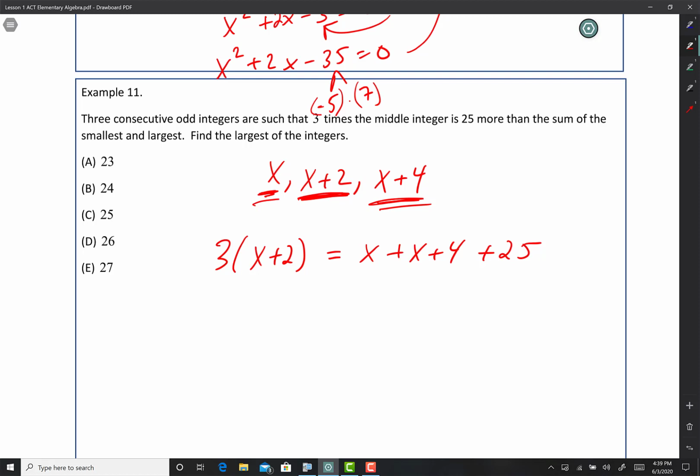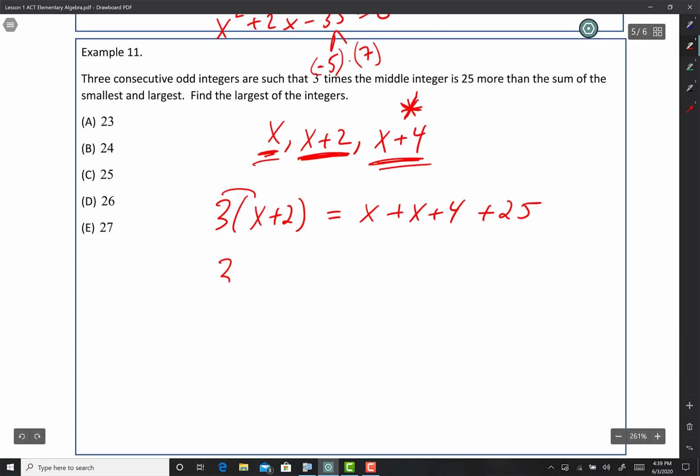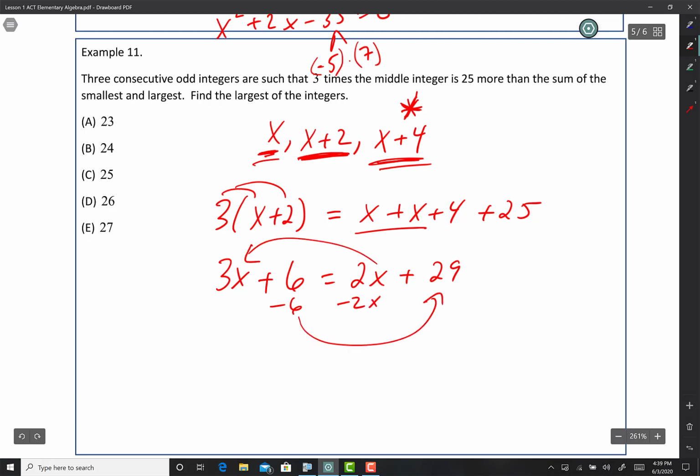Find the largest of the integers. So they want me to find the largest one, the one here that I put a little star on. So let's find it. 3x plus 3 times 2, that's a 6, equals x plus x, that's 2x, plus 25 and 4, that's 29. So I'm going to subtract the 6 and subtract the 2x, bringing that this way and that that way. So x equals, if I subtract the 6, 23. Now be careful, that 23 is in there. These guys are so tricksters. That is not the answer.